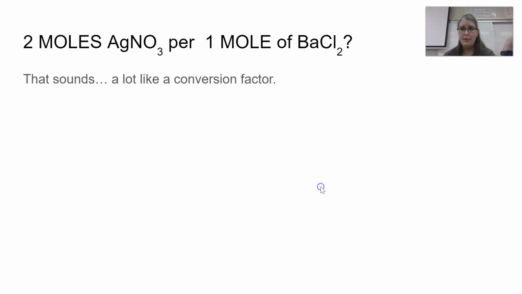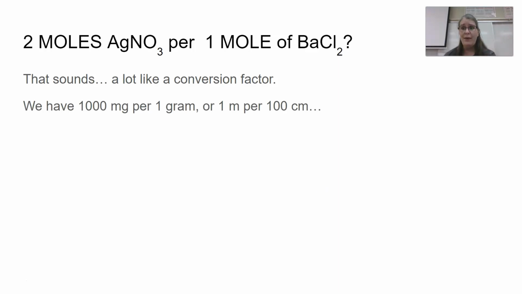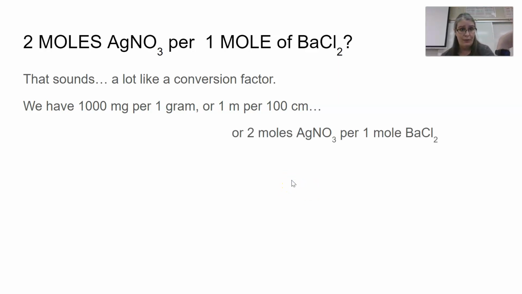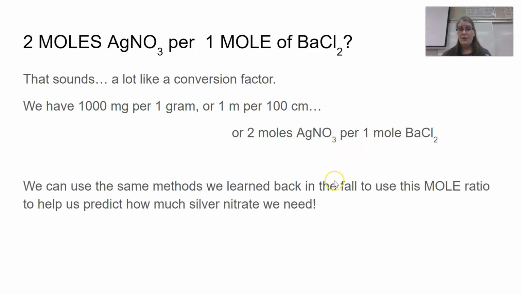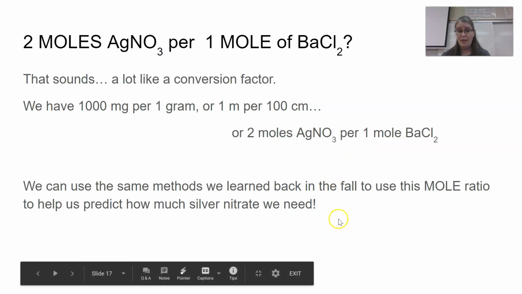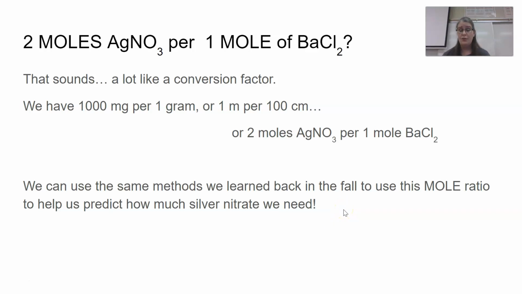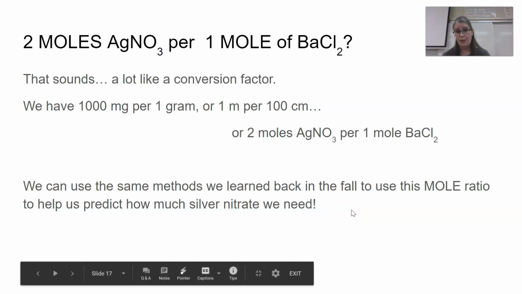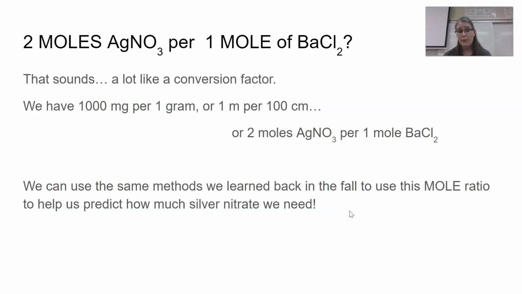Think back to early this fall. We said we had 1,000 milligrams per gram, or 1 meter per 100 centimeters, or, well, 2 moles of silver nitrate per 1 mole of barium chloride. So I could maybe just use the exact same methods that we learned back in the fall with conversion factors to use this mole ratio to help me predict how much silver nitrate I need. Let's see how that would work.